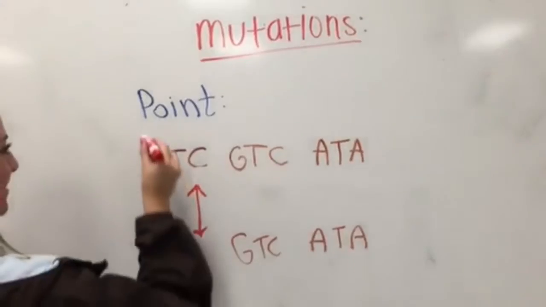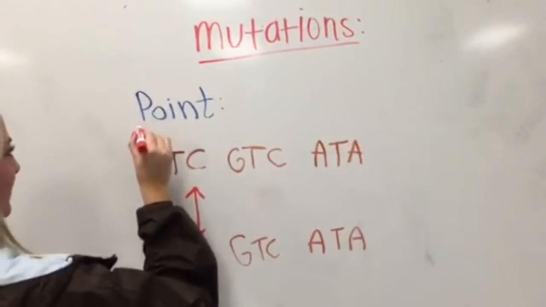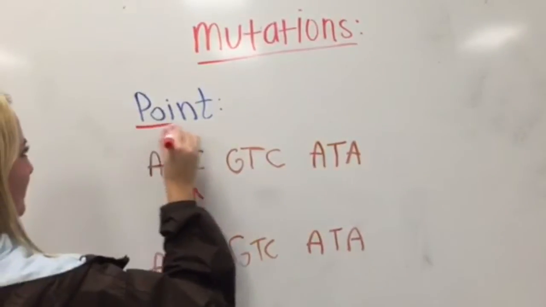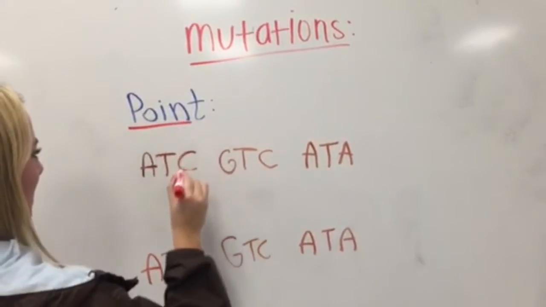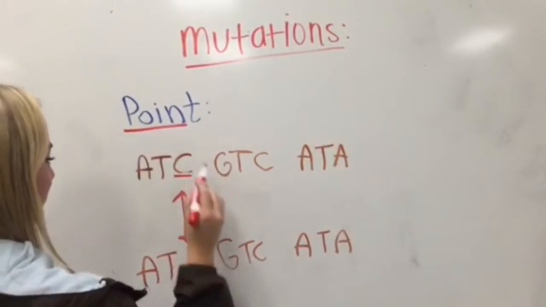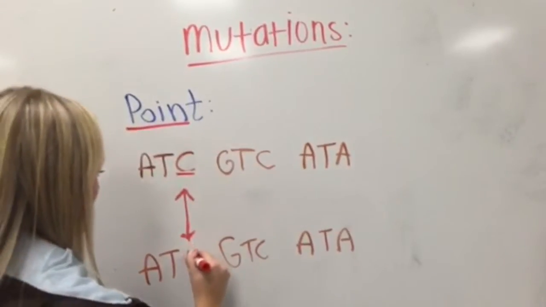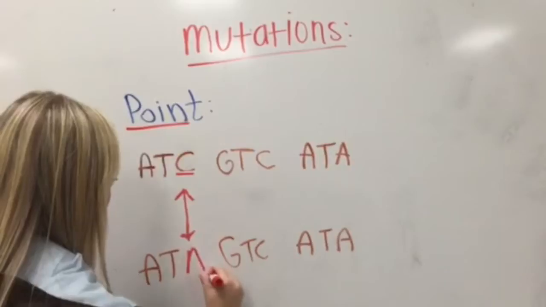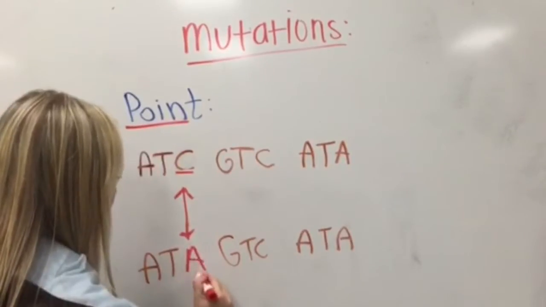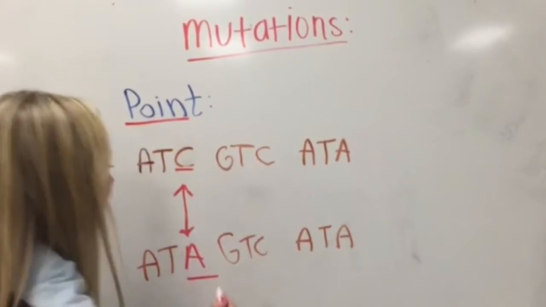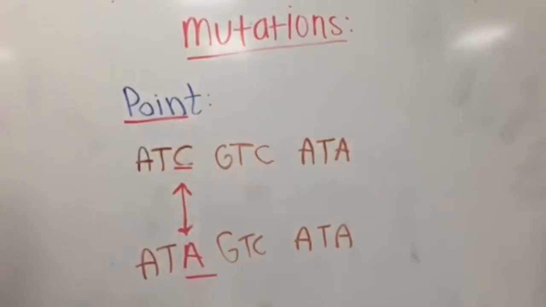The first mutation we'll look at is point. This is where only one nitrogen base is substituted for another. The effect on the protein will not be as severe as a frameshift mutation because it only affects one amino acid.